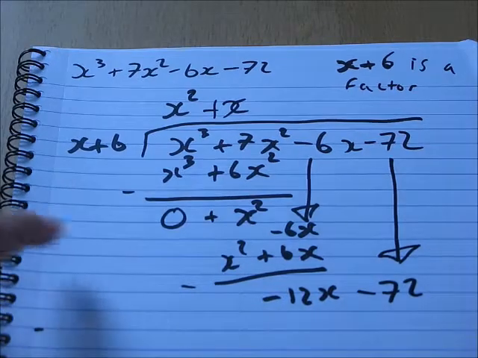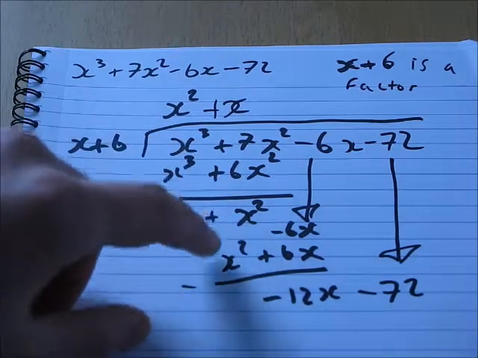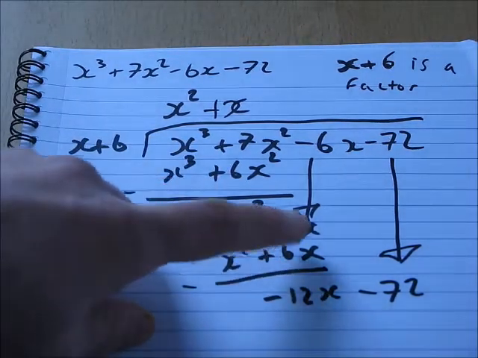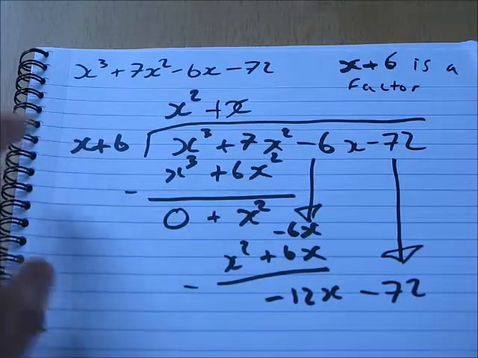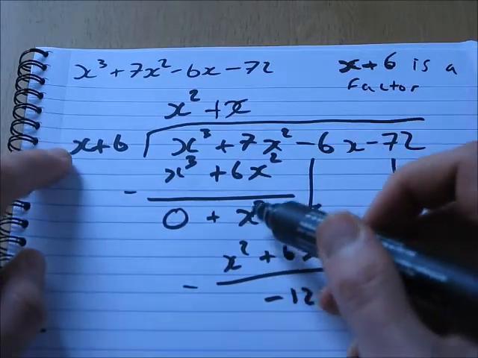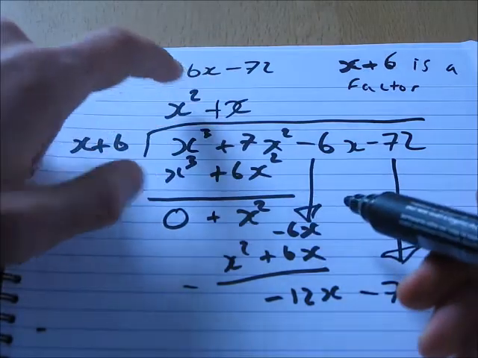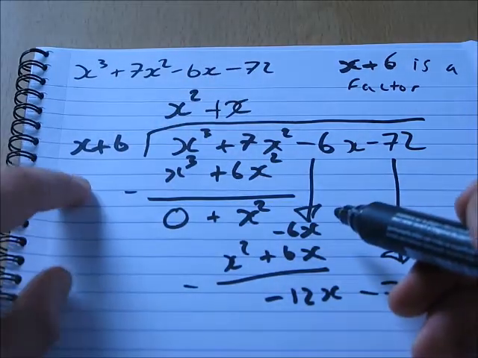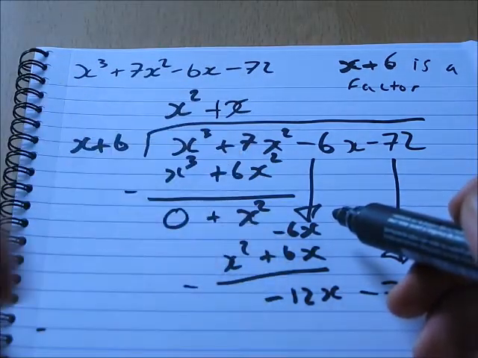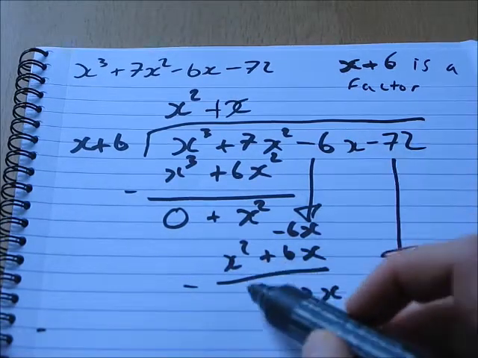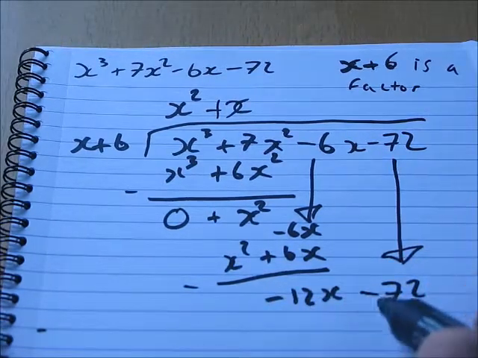So I'll run through that again. All you're doing is dividing this x squared by x to give you your new x, and then you're timesing the x by the x plus 6 to cancel out your x squared terms, which you've done, and now you've just got minus 12x minus 72.